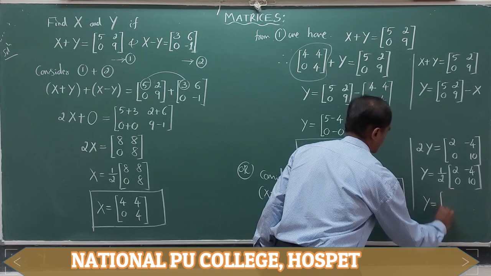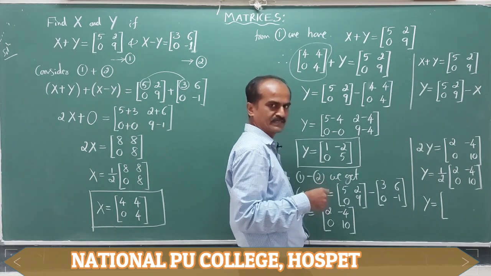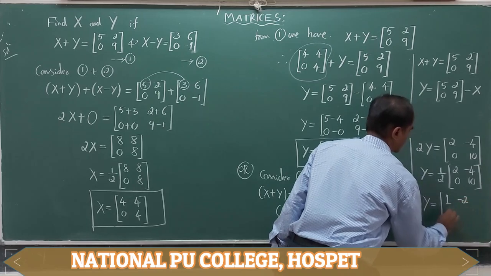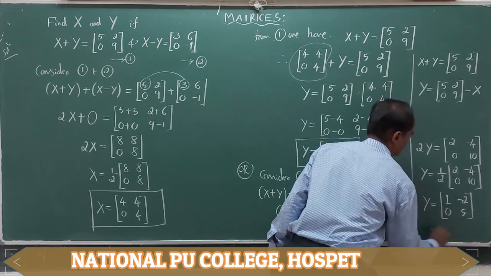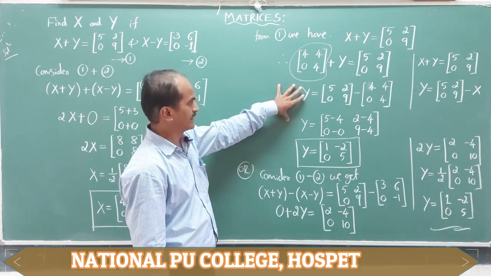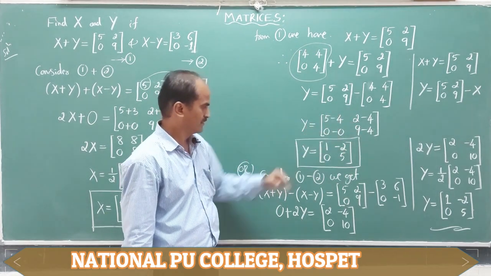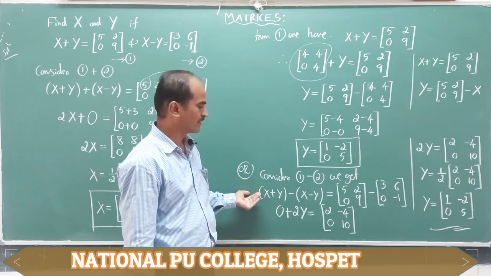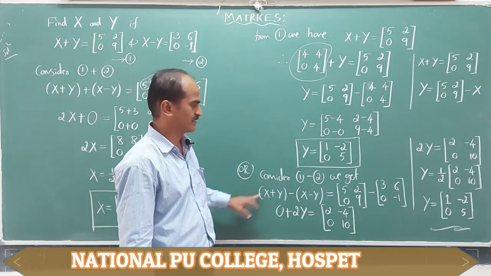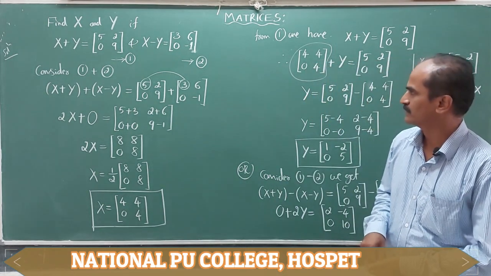Therefore, matrix Y is half of that entire matrix, nothing but scalar multiplication of a matrix. Multiply all the elements by 1 by 2. So, it is 1, minus 2, 0, 5. In the earlier method, what did we do? We substituted matrix X to solve for Y. It need not be done like this. You can go for eliminating that unwanted matrix. X was already determined, Y I had to get, so I eliminated X by subtracting 2 from 1. So, this is the method.